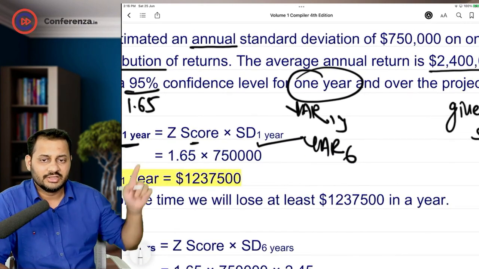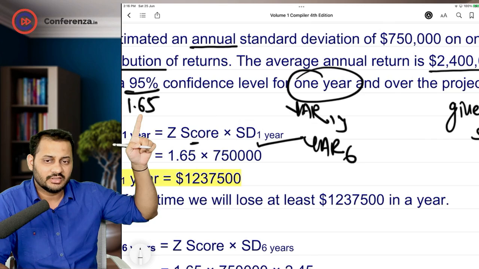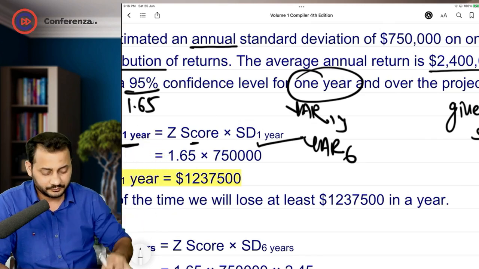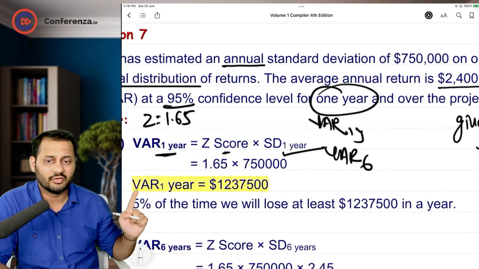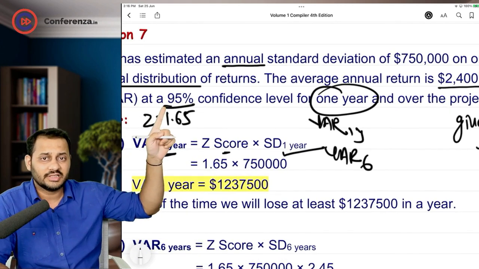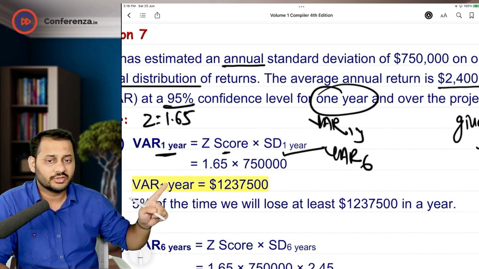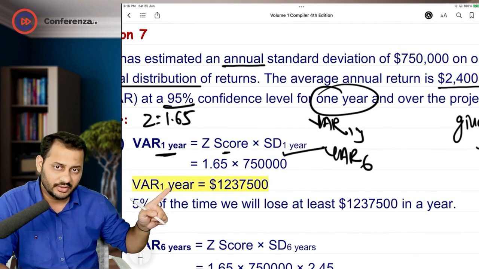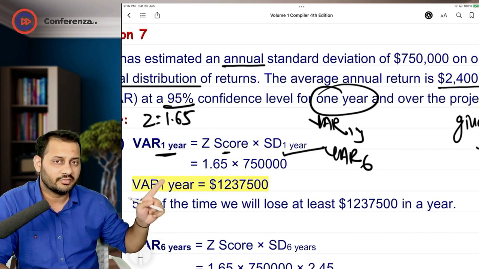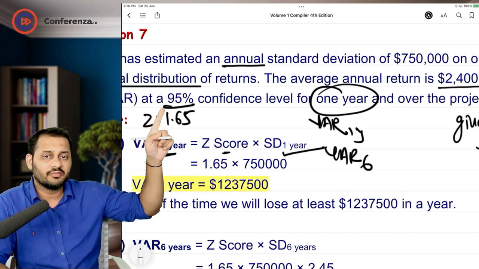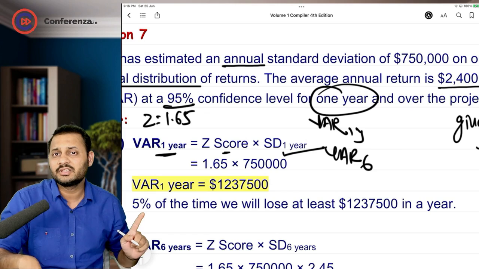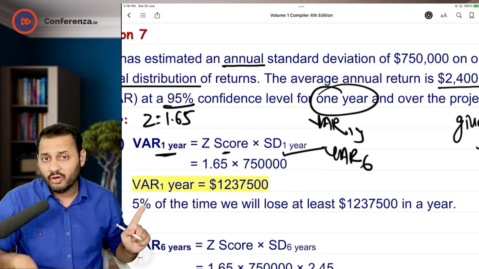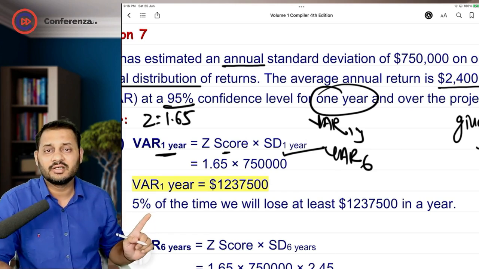VAR for 1 year. Z score is 1.65 at 95% confidence level if you look at the table. Okay. And standard deviation for 1 year is already given to us, that is $7,50,000. With this we arrive at a figure of VAR for 1 year. That means 95% chances are there that your maximum loss will be 1.2375 million or $12,37,500. The opposite of that is also true, that instead of 95% you can say 5% of the time, or 5% at 5% significance level, your loss will be at least 12,37,500.